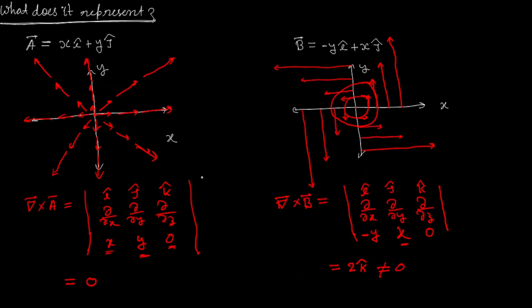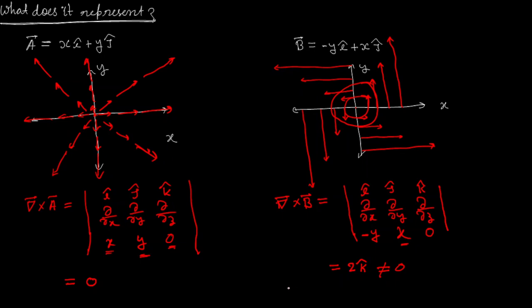So from here we can say that if we calculate the curl of a vector and we get a non-zero result, then this vector field will rotate around some axis, some arbitrary axis. So this type of vector is called a rotational vector.